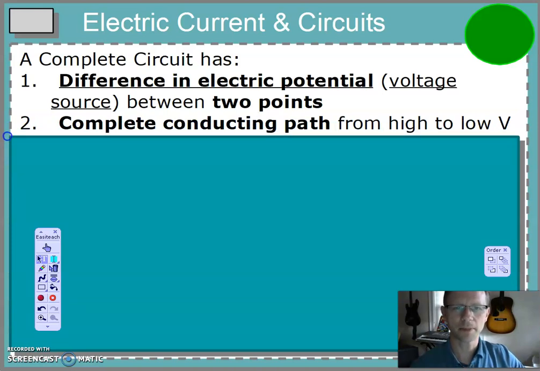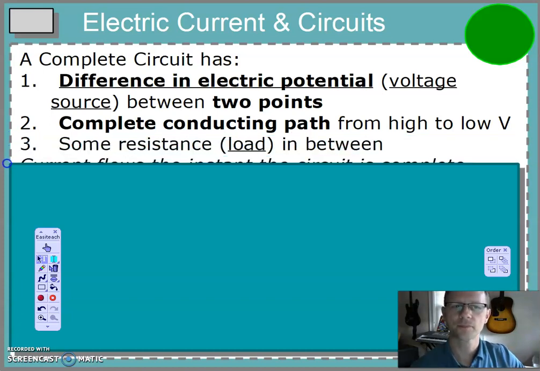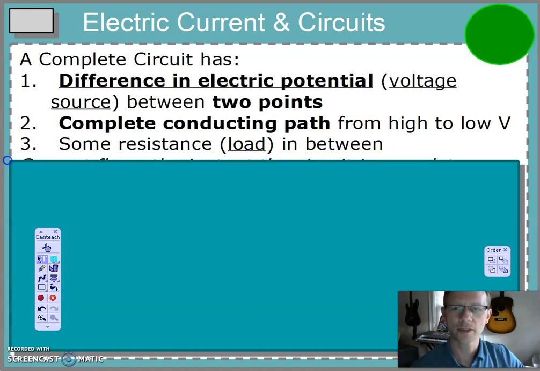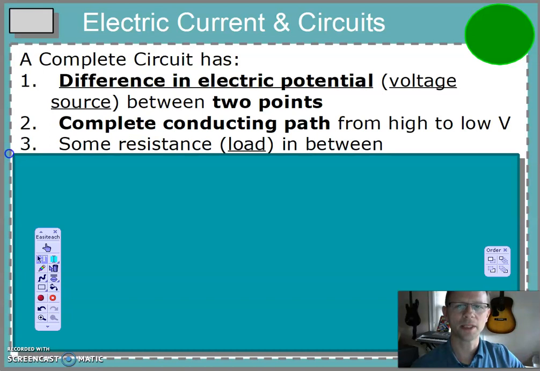There needs to be a complete path, usually a metal, to conduct from one side to the other. And a load or resistance, something that the current is doing something with. Could be a battery, could be a light bulb, could be an antenna from your phone, could be a speaker.